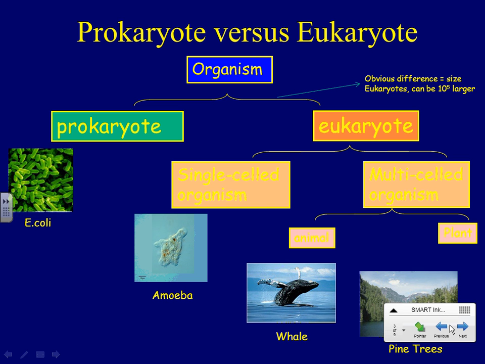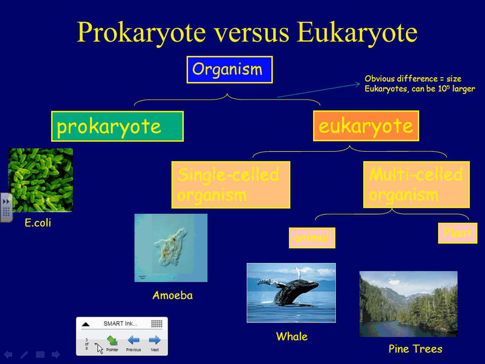Anyway. Examples of prokaryote: E. coli, which is a bacteria. And then single-celled organisms, which are eukaryote, like an amoeba, which is a single-cell little thing there. And then we can obviously have multicellular organisms, animals, and then plants. All right, and then they also contain these eukaryotic cells. All right.